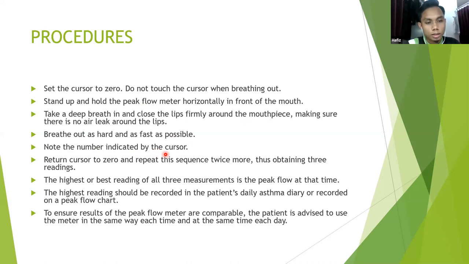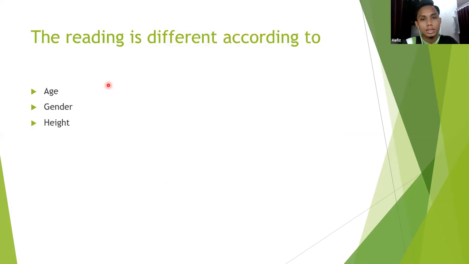Okay, then return the cursor to zero and repeat this sequence twice or more to obtain several readings, and the highest or best reading of all measurements is the peak flow at the time. The patient can record the measurement in the patient's daily asthma diary or on a peak flow chart. This is to ensure the results of the peak flow meter are comparable, and the patient is advised to use the meter in the same way each time and at the same time each day. Okay, next. The reading is different according to age, gender, and also height. Next.